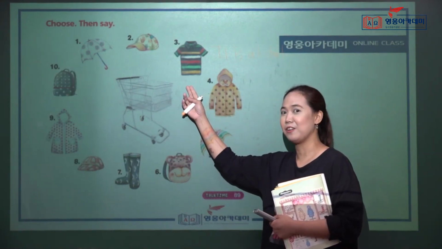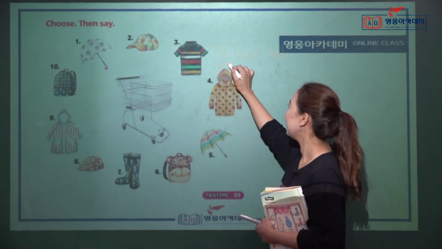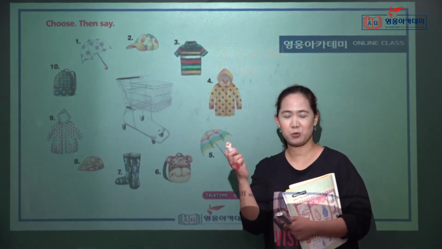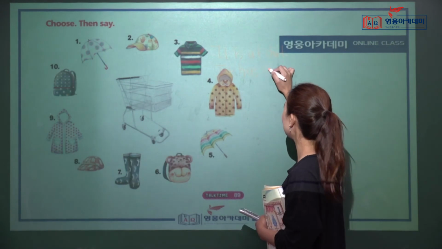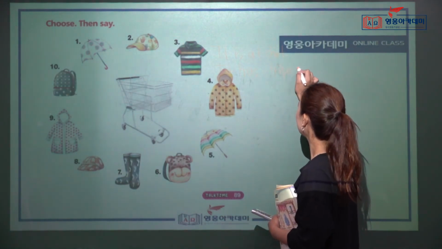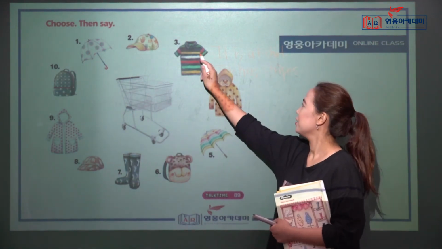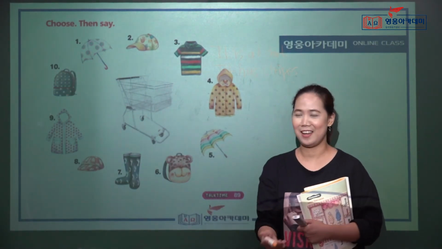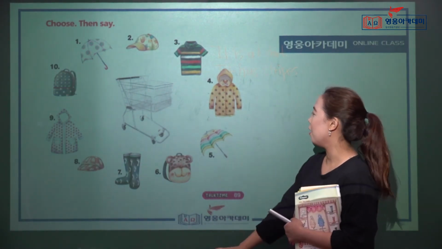What is this pattern? It has stripes. It has stripes. Okay, so these 2 sentences are what we're going to practice today, all right? Let's see another one.